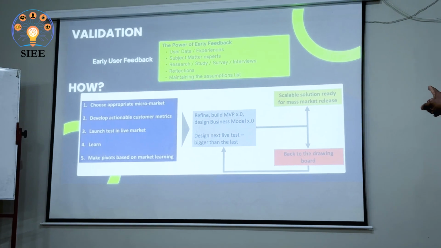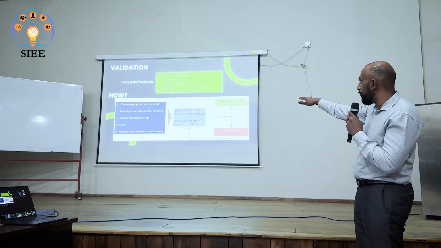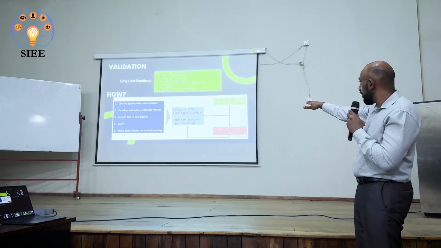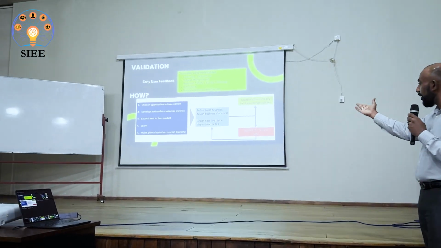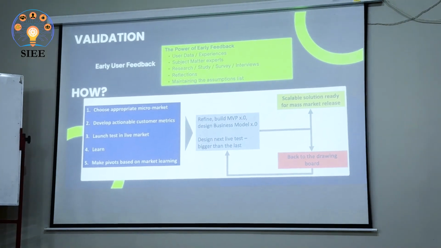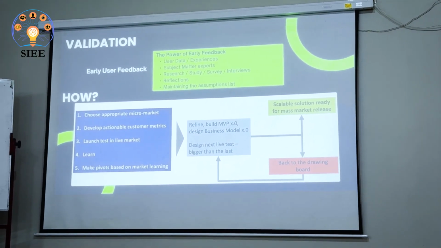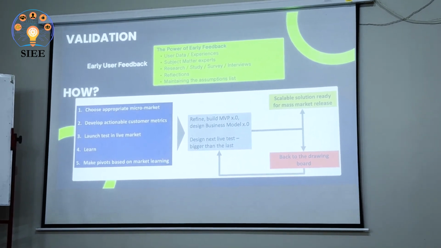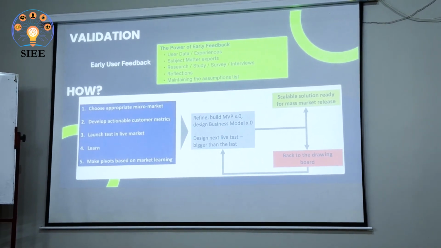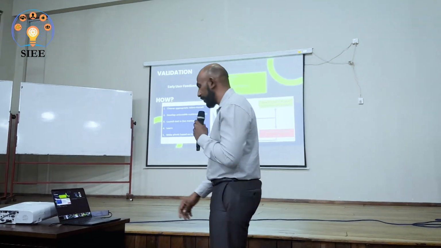When you are testing your MVP, you refine, build your MVP first version, you take it to market, and if it is not good, back to the drawing board and you develop another MVP. When you come to that Y junction, if it is going to work, you can scale the solution and go to the market, right?